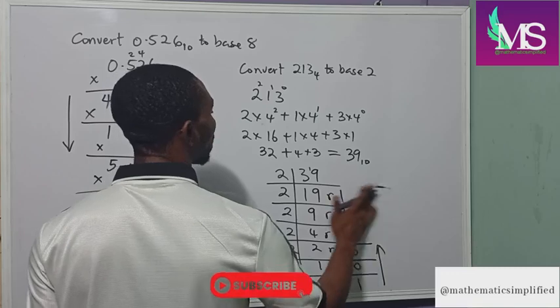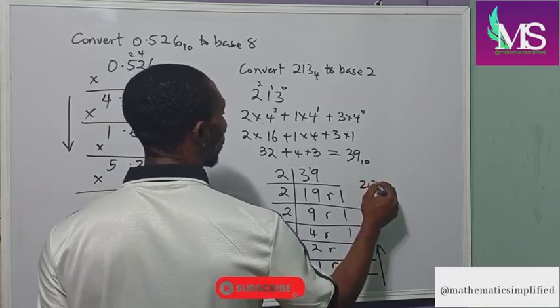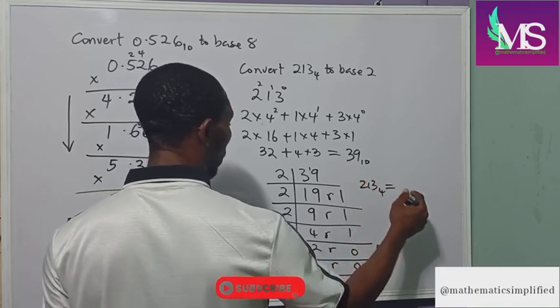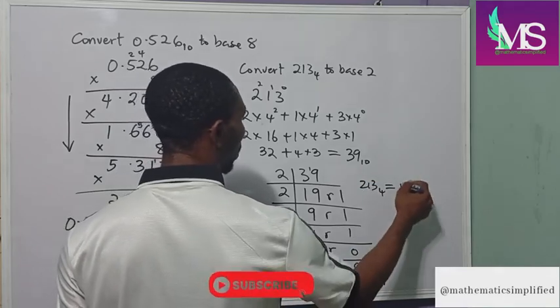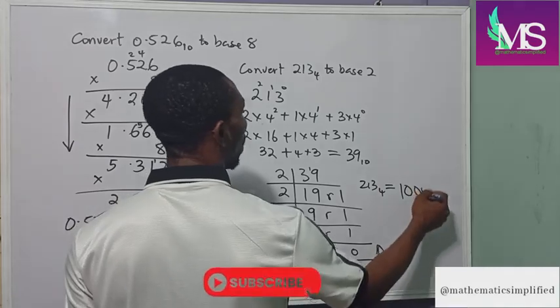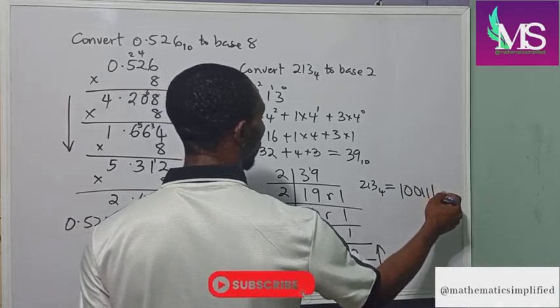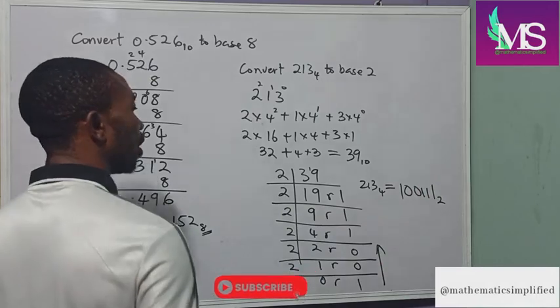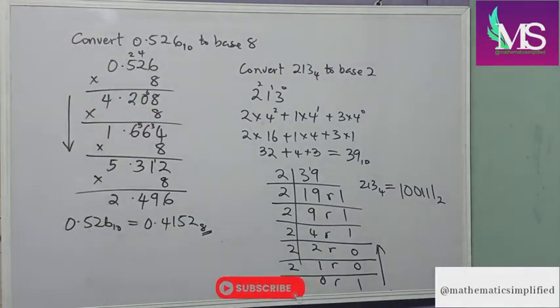Okay, let's put it this way. 213 base 4 would be 100111 base 2. Okay, we will be having it as 100111 base 2.